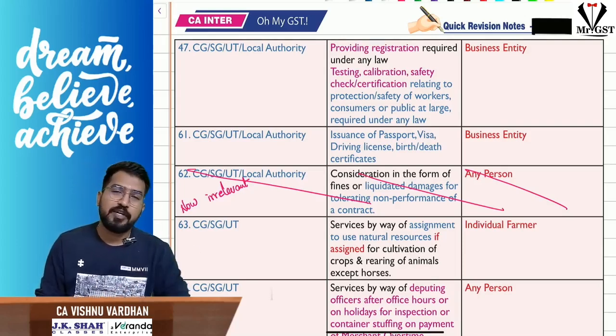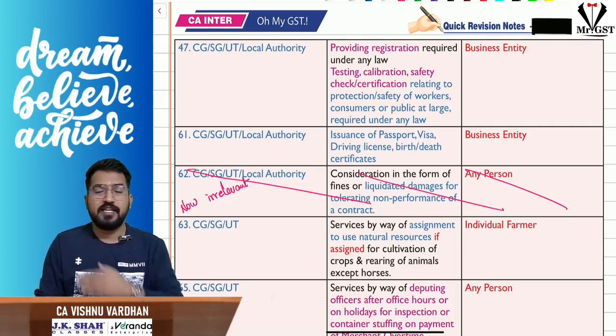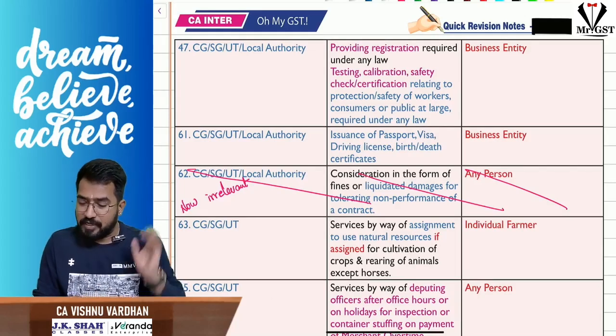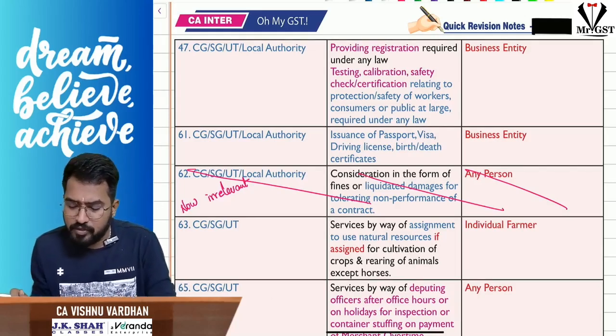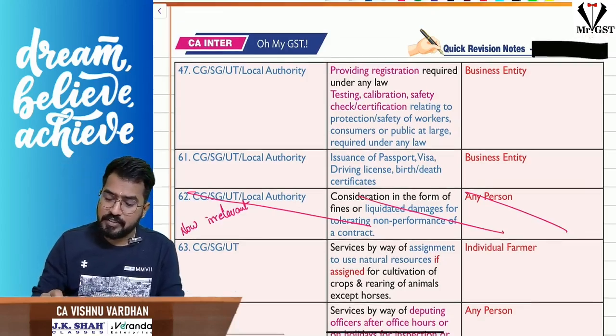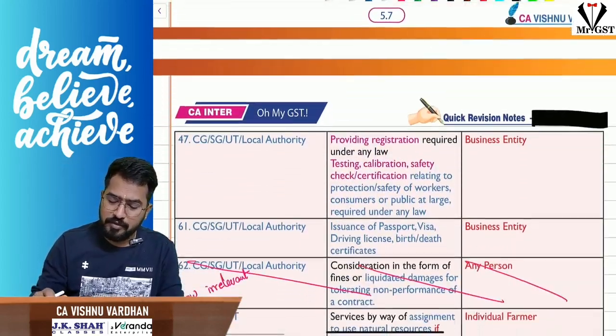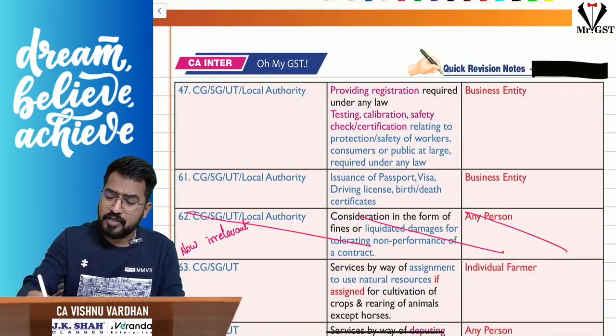So there is no agreement to tolerate the breach and there is no consideration for that. It is not a supply, like that they have clarified. Okay, that is the concept. Fine. Next, here if you see, government providing services of what?